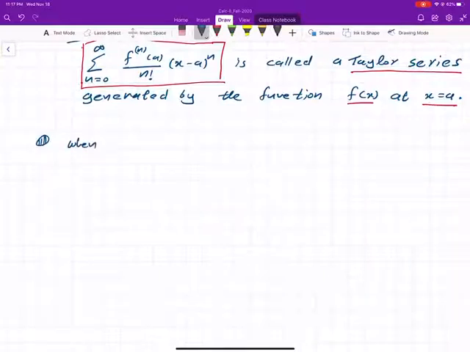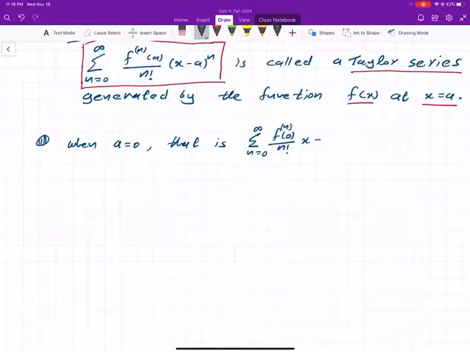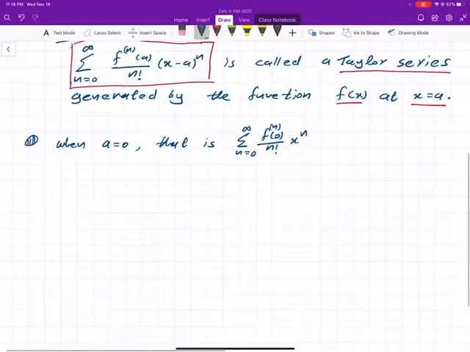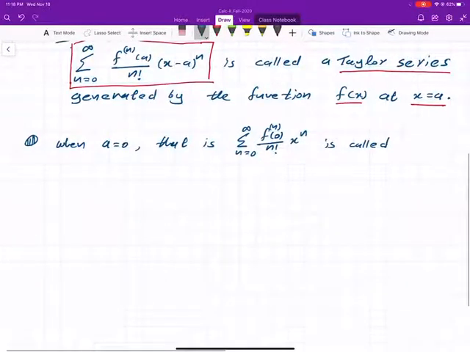When a equals 0, that is sigma n goes from 0 to infinity, f to the power n of 0 divided by factorial n times x minus 0, actually in this case. That means just x. Alright, so this is just x to the power n, is called a Maclaurin series.